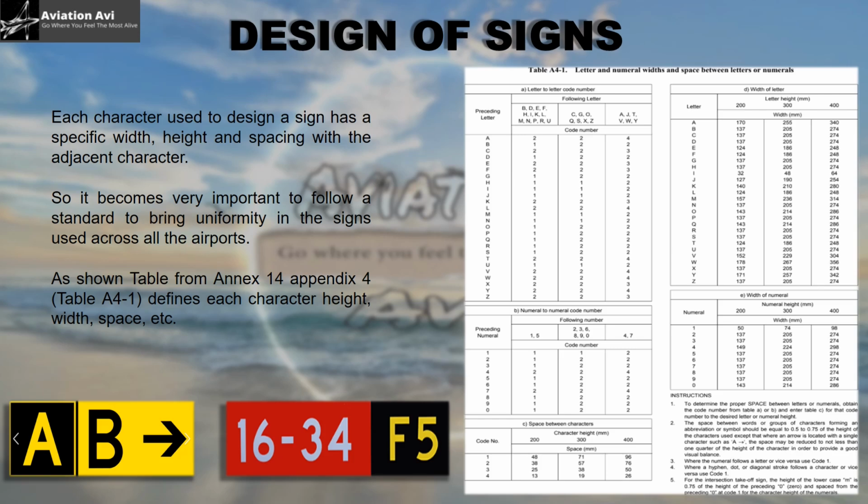As shown in the table, Annex 14 Appendix 4, Table A4-1 defines each character height, width, and space. So we'll be looking at this Table A4-1, letter and numeral widths and space between letters or numerals. This table will help you decide what is the width, height, and spacing between adjacent characters when you are designing any sign at an airfield.